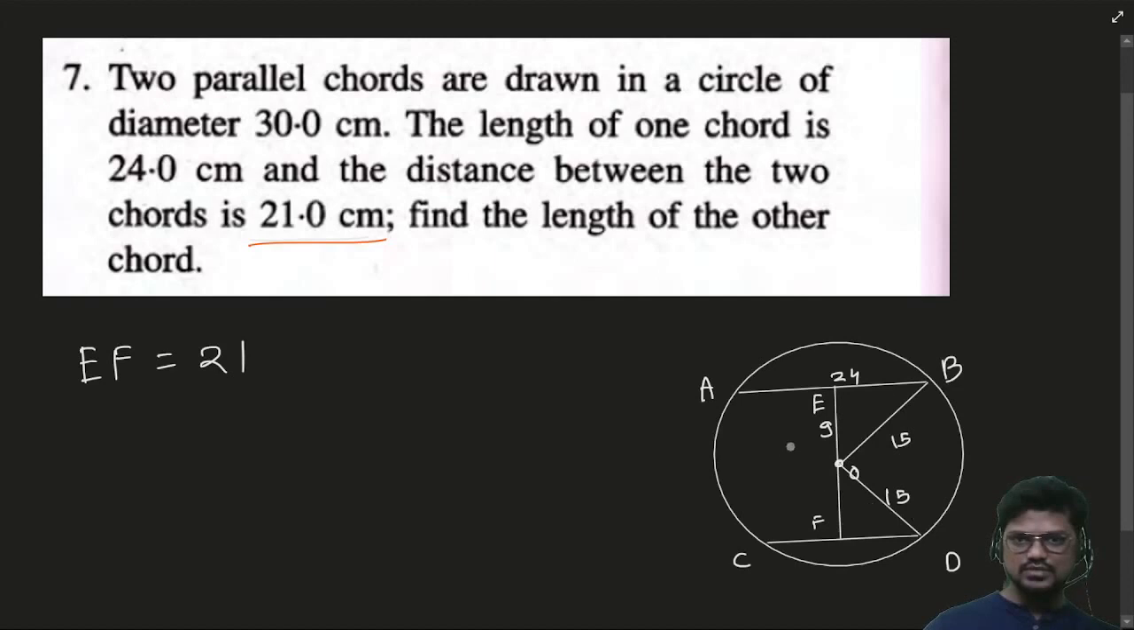The total length was given, EF is 21. So 21 minus 9 will be how much? Will be 12. And if this is 12, this is 15, this will be how much? This will be 9. And if this is 9, the whole length will be 18. Clear? Is there anyone over here who did not understand this?